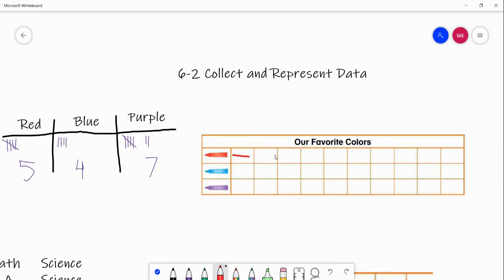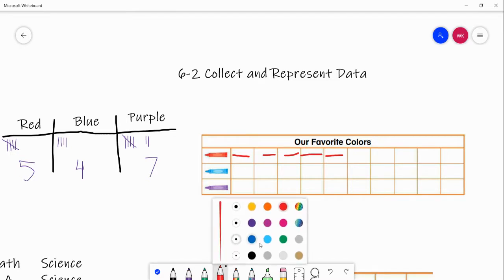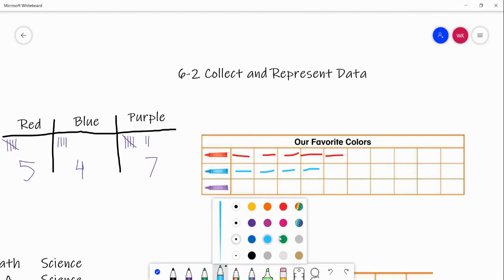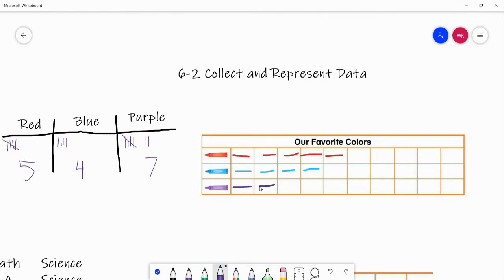Don't make fun. We have 1, 2, 3, 4, 5 red crayons. And then let's go to our blue. We have 1, 2, 3, 4 blue crayons that people liked. And then we have 7 purple crayons. 1, 2, 3, 4, 5, 6, 7.